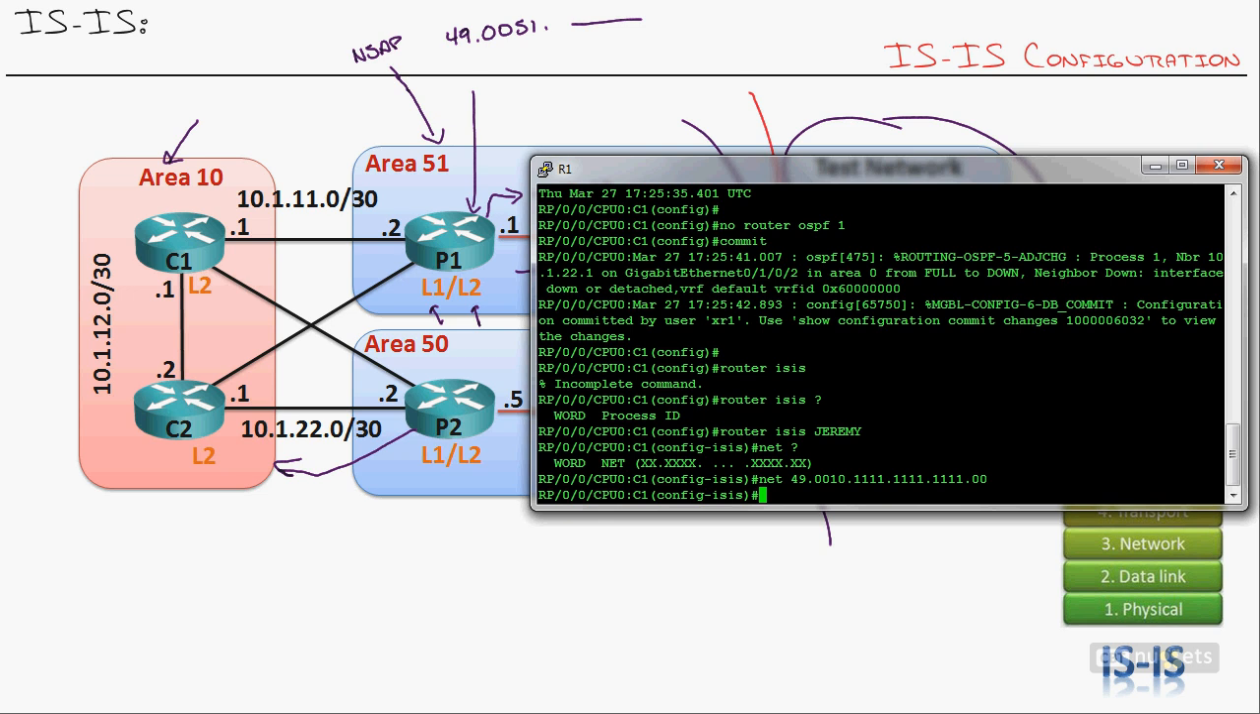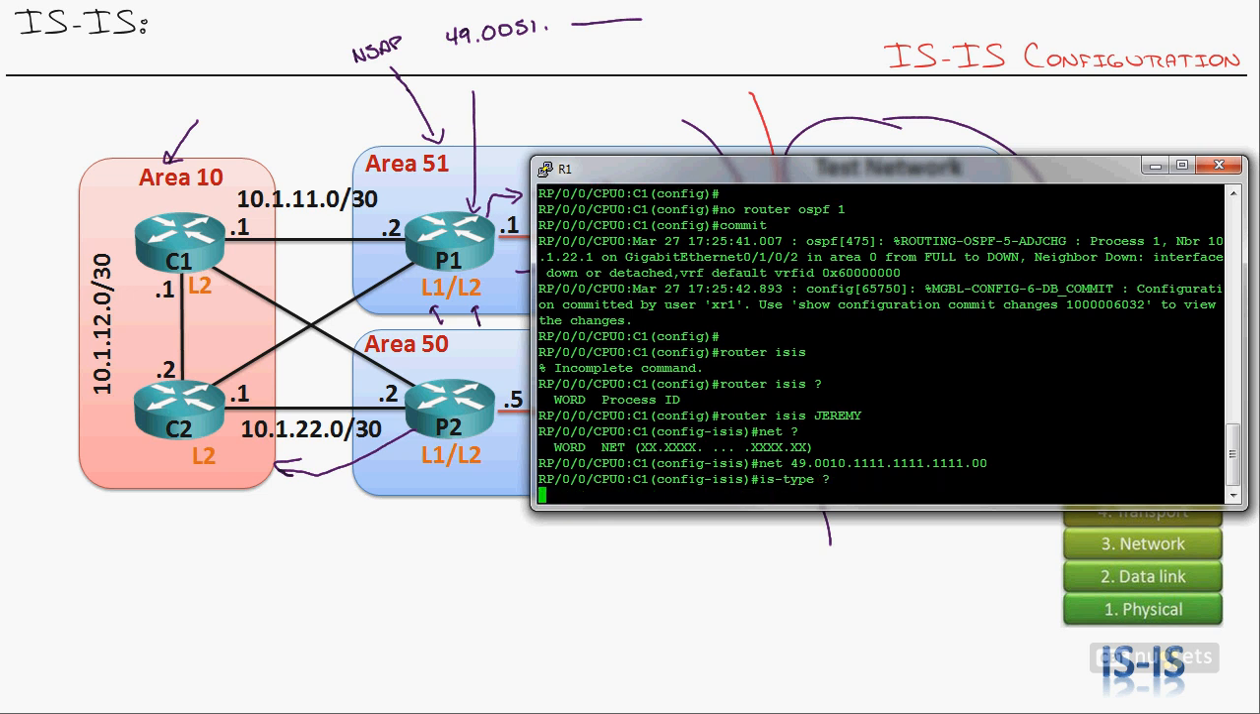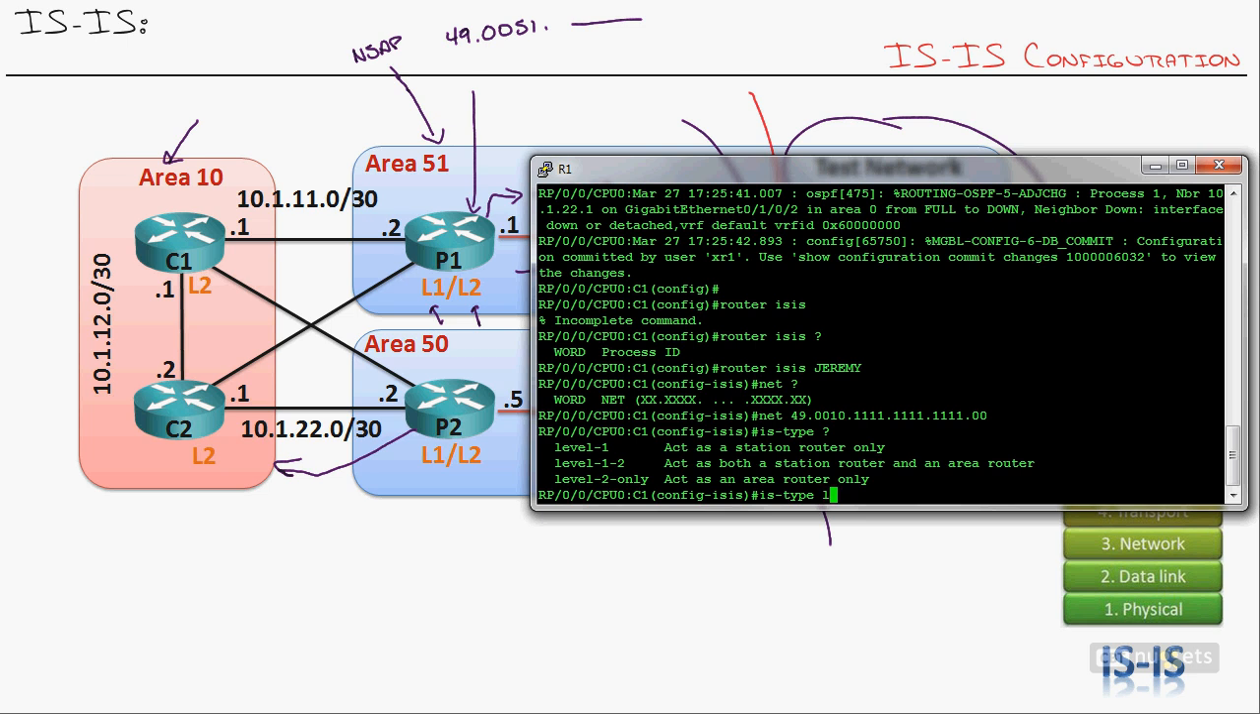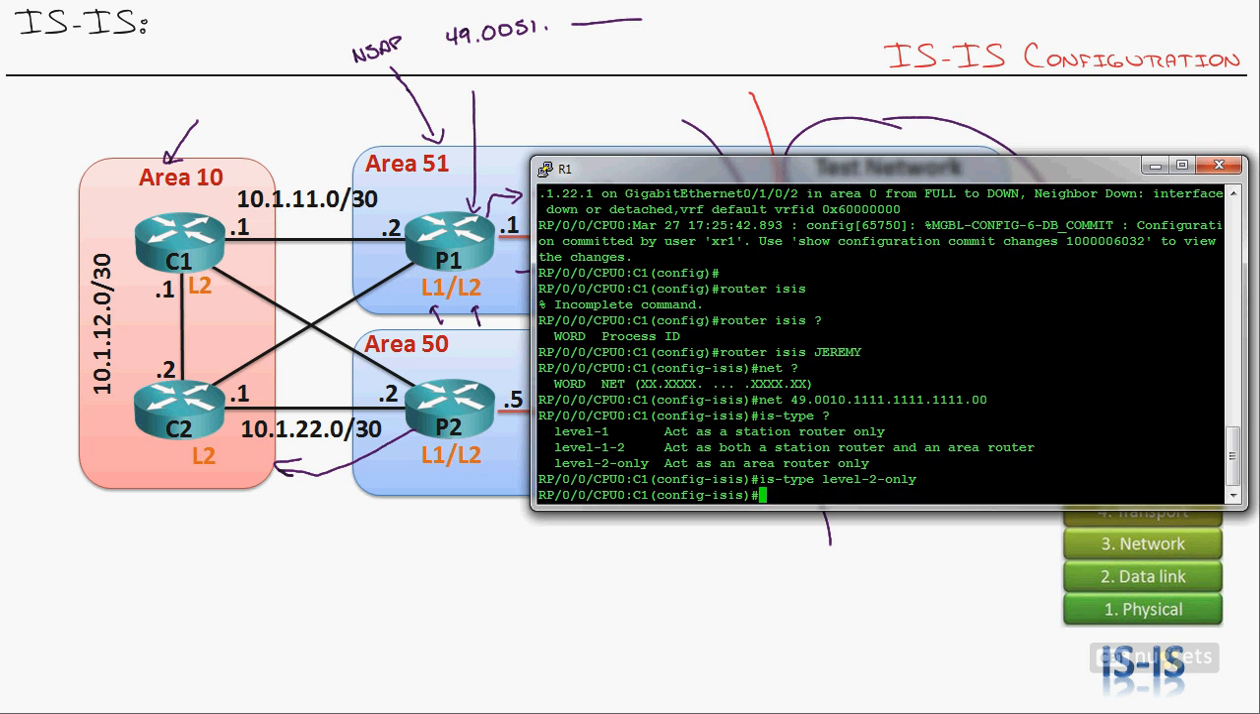Well, first off, let's see what's the same. IS type, this is the same as before, and they didn't change it in the IOS XR. They still have level 2 only, and now we get to use it. These guys are backbone routers only. Now, instead of going out, and this is similar to OSPF, instead of going out of the router configuration mode and into an interface, I'm going to go right into the interface in here.